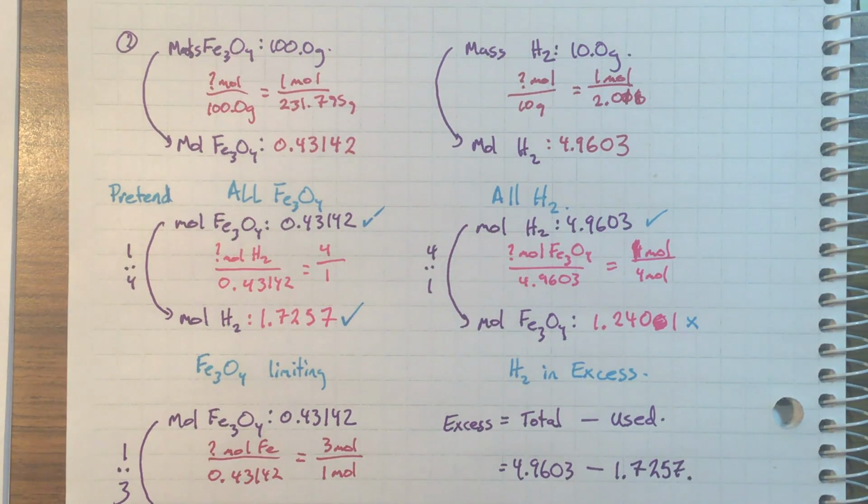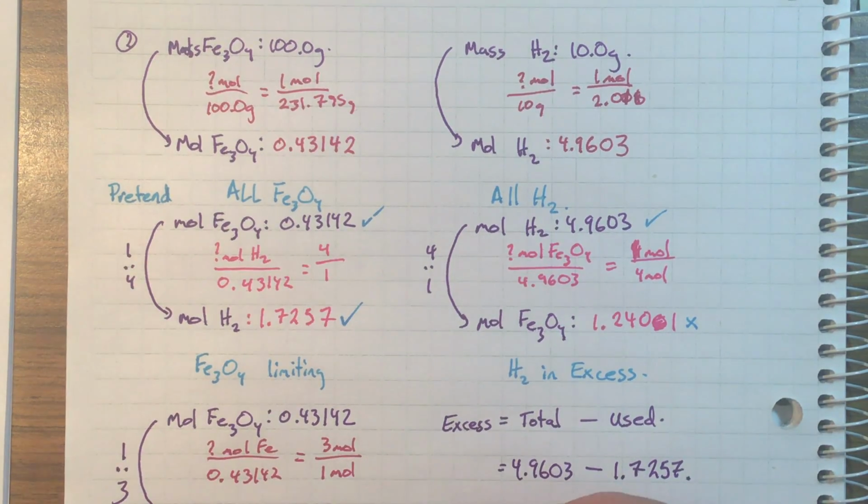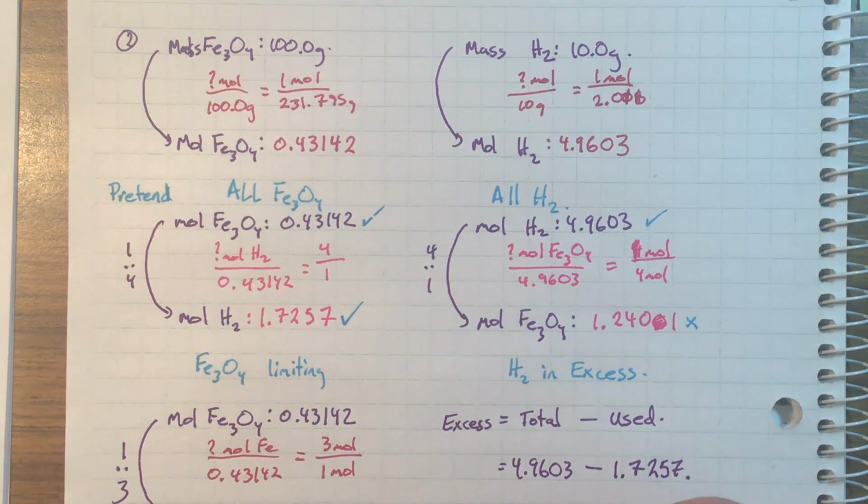So we do our 4.9 and we subtract the 1.7257 to get a total of 3.2347. So 3.234 moles in excess.